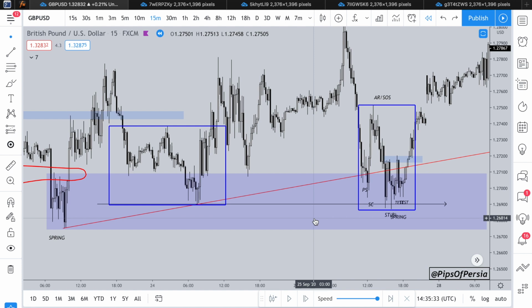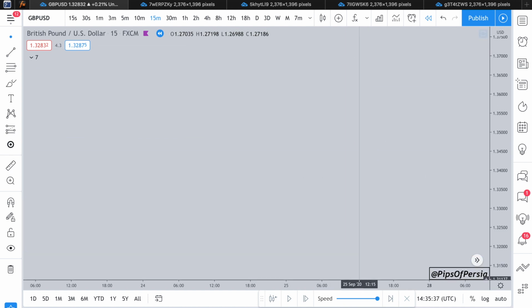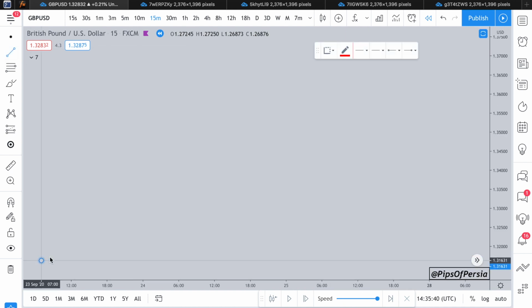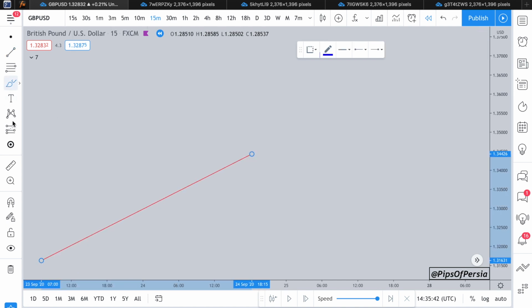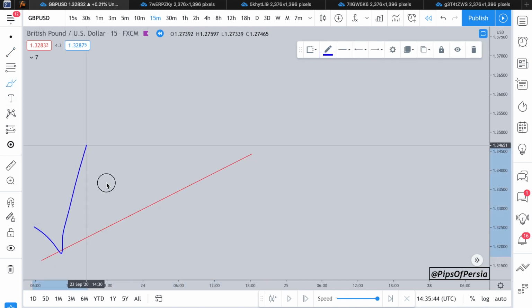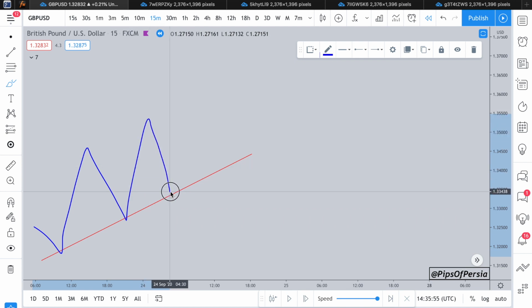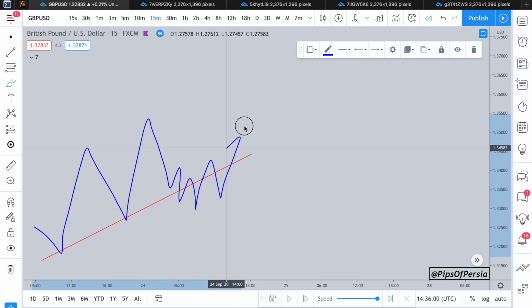Now let's move on to accumulation and distribution. Before we look at this example, I want to draw what I want to talk about. We're going to look at a scenario where we have a trend line. The market has rejected the trend line multiple times. And for example, as it's approaching the trend line for the third time, it starts to accumulate. And within this accumulation, it manipulates the trend line before reversing and actually going higher.